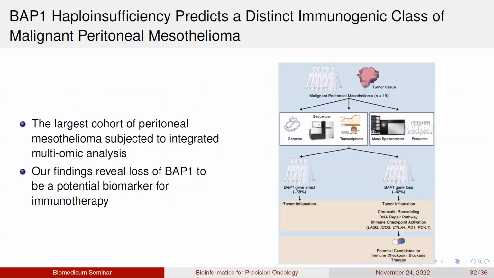So in summary, we identified a subtype of peritoneal mesothelioma cases where we identified different immune checkpoint markers, and potentially these patients can be recommended for immune checkpoint blockade therapies.